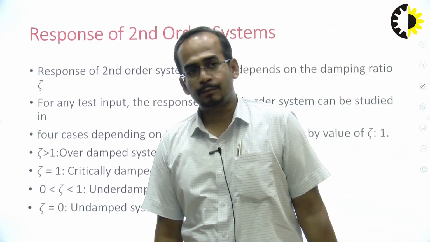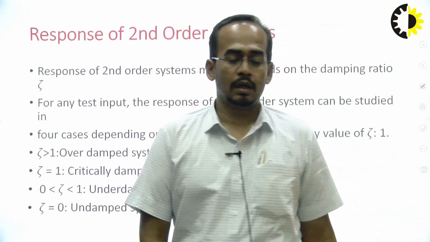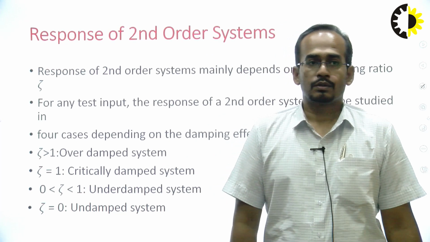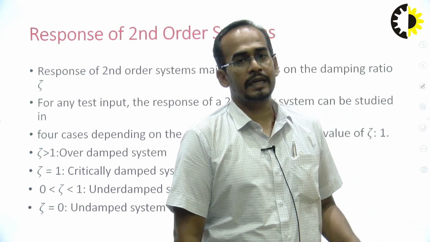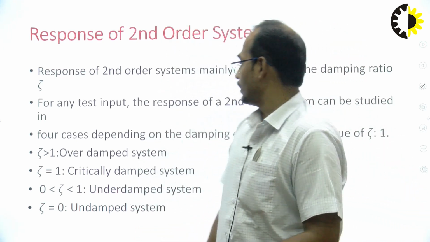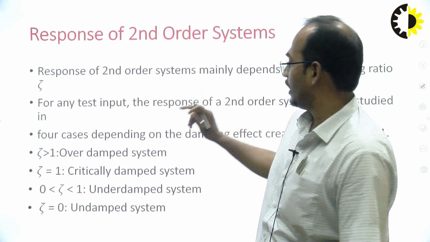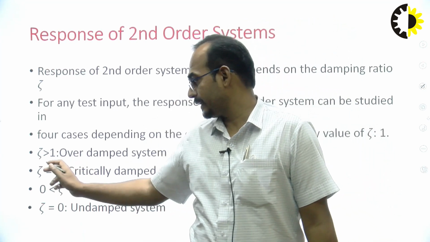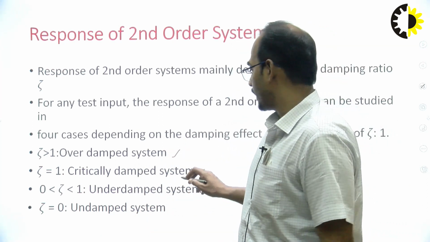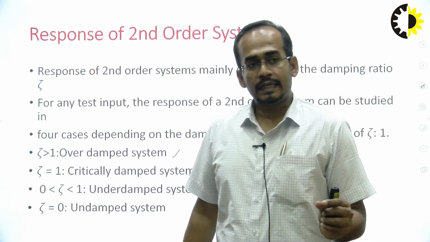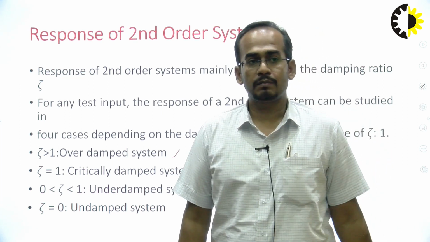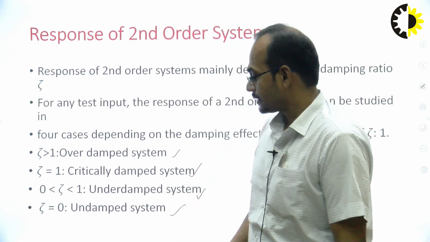Now, what are the responses of the second order system? Response of the second order system mainly depends on the damping ratio. For any test input, the response of the second order system can be studied in 4 cases depending on the damping effect created by the value of zeta. If zeta is greater than 1, then it is known as overdamped system. If zeta is equal to 1, then it is known as critically damped system. If zeta is in between 0 and 1, then this is underdamped system, and if zeta is equal to 0, then this is undamped system.